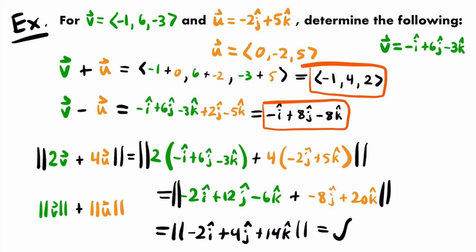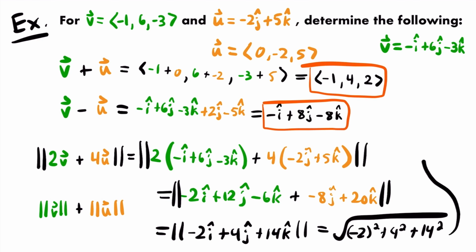So this will be equal to the square root of negative 2 squared plus 4 squared plus 14 squared. Now I'm running out of space here, but I'll simplify up here. That'll be equal to the square root of 4 plus 16 plus 196, right? Negative 2 squared is 4, 4 squared is 16, and 14 squared is 196, all right? So now if we simplify, 4 plus 16 is 20, plus 196 gives you 216.